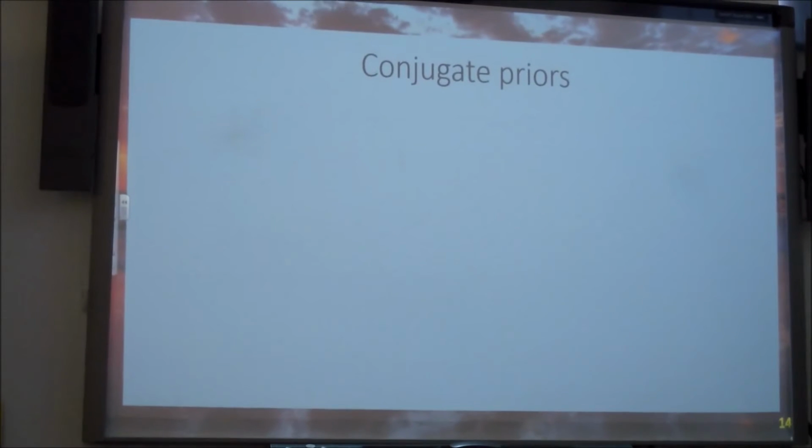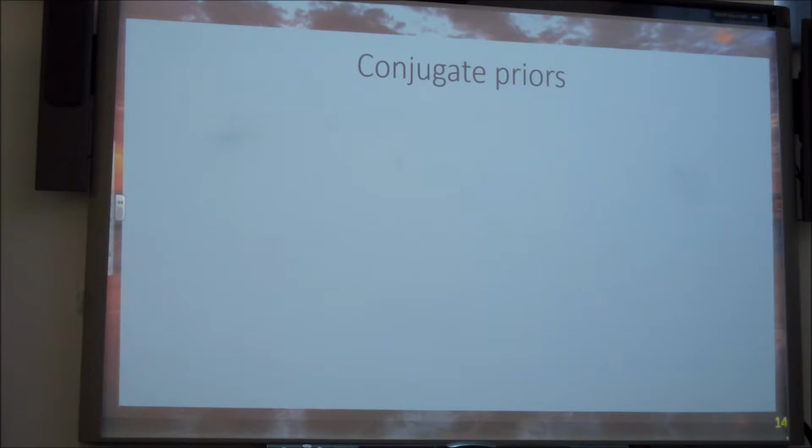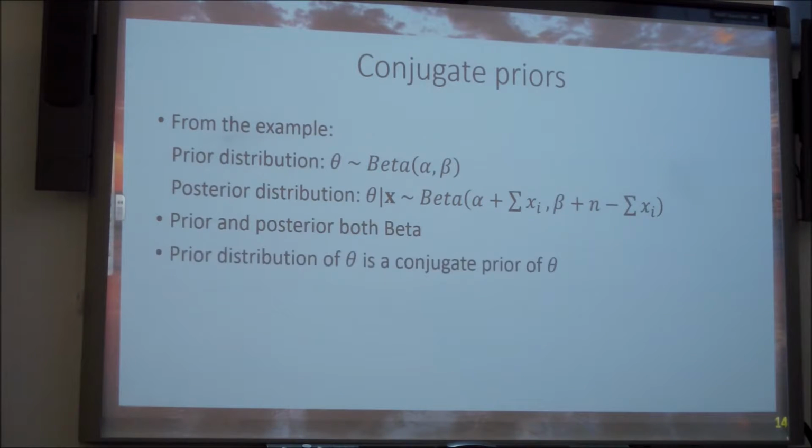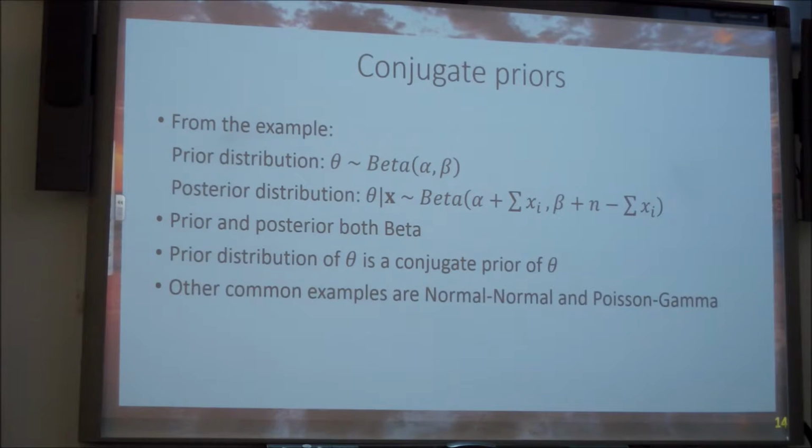Okay, so what you might notice is that in this example, the prior was a beta distribution, and so was the posterior. And when we have that, we say that the prior distribution is a conjugate prior of theta. And all the algebra works out very nicely when we have conjugate priors. There's some other common examples, which are the normal, and Poisson gamma. So what I mean by that is that if our data follows a normal distribution, and we specify a normal prior, then the posterior will also be normal. And if our data follow a Poisson distribution, and we specify a gamma prior, then the posterior will also be gamma.